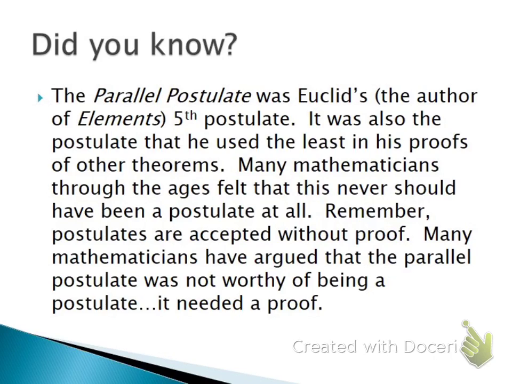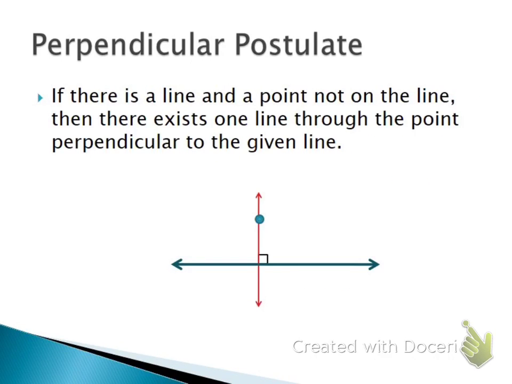But other mathematicians disagreed. Our next postulate is the perpendicular postulate. It's very similar, just instead of having a parallel line, we've got a perpendicular line. So if there is a line and a point not on the line, then there exists one line through the point perpendicular to the given line. Again, we could not draw any other lines through this blue point that would be perpendicular to the black line below. There's only one line that will fit both of those conditions.